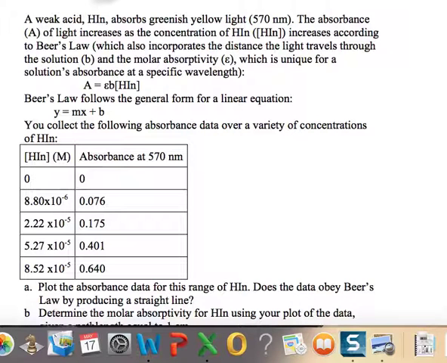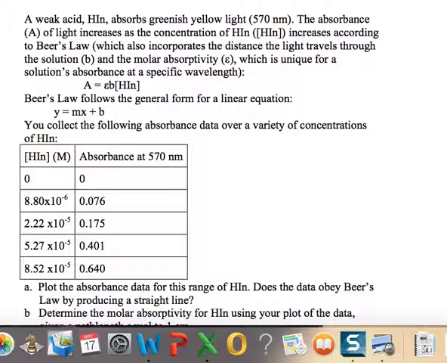Hello. In this question, we are investigating Beer's law and spectroscopy. The lessons we learn here about graphing, though, can be used for any kind of graphing. In this question, a weak acid called HIN, which is an indicator, absorbs a greenish-yellow light at 570 nanometers.